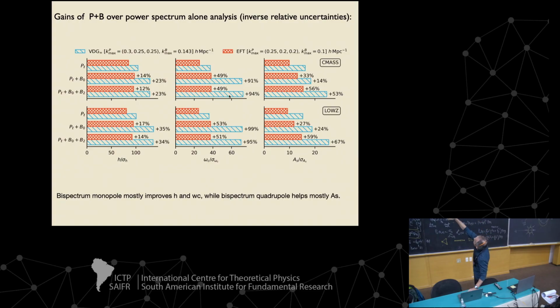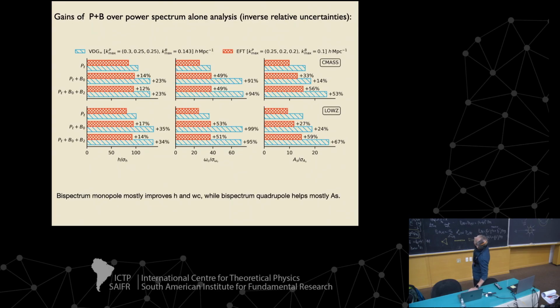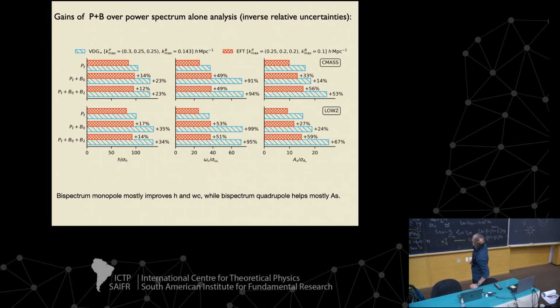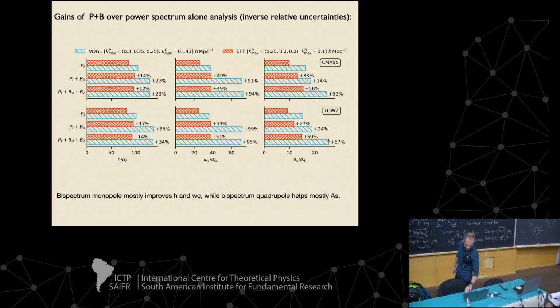The top row is for one type of galaxies, the lower row is for a different one. You can see as you add bispectrum information, when you add the monopole, you get a lot of constraining power on little h and omega cold. When you add the quadrupole of the bispectrum, you also get a higher constraining power on the scalar amplitude AS.